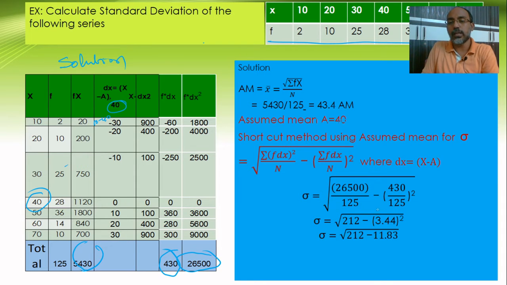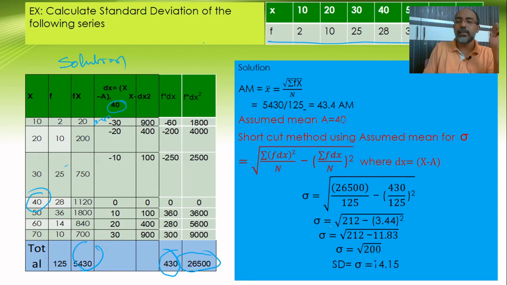What is 3.44 square? It is 11.83. Subtract 11.83 from 212, and you get about 200, with a very minute difference of 0.17. So I have taken 200 for the square root, and then you get 14.15 as the standard deviation. Hope you have understood the calculation method.